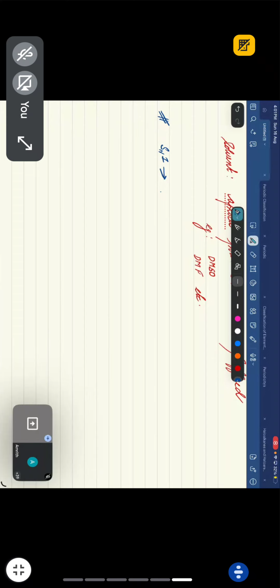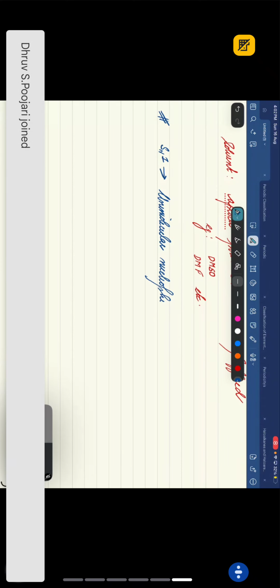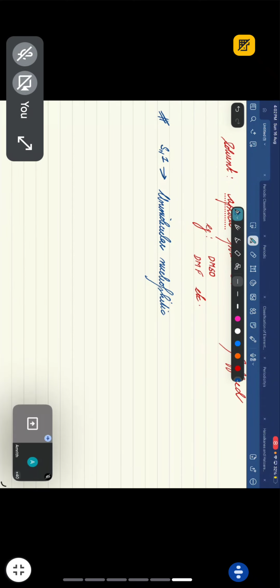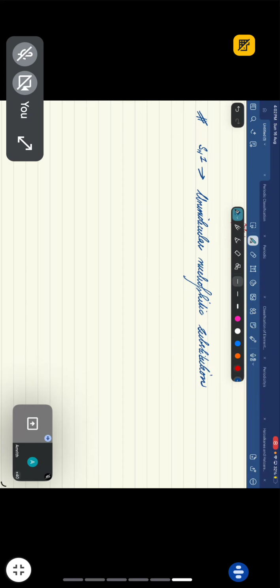What do you think this will be? What's the full form? Unimolecular. N stands for nucleophilic. S stands for substitution. Unimolecular nucleophilic substitution is what is the SN1 mechanism. Any doubt? SN2 is bimolecular. SN1 is unimolecular. SN2 was how many steps? One step. SN2 was one step.